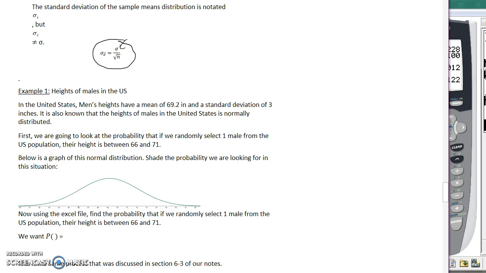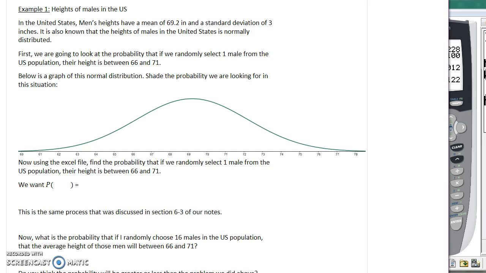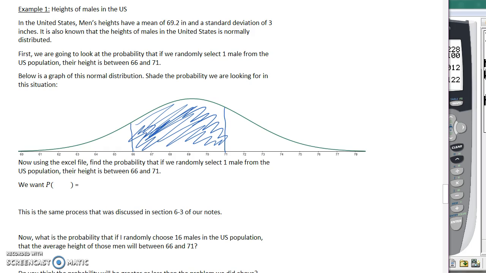Let's shade this probability. I cannot see this very well, so I'm going to need to make this a little bit bigger. Hold on a second. All right, sorry about that. I needed to be able to see those numbers. So 66 and 71. So we're going to shade between 66 and 71. And it's a good amount of this distribution, but we're looking for this probability or this area right here, correct?